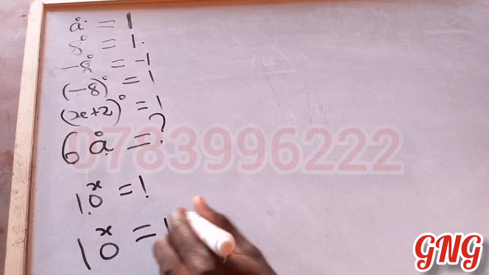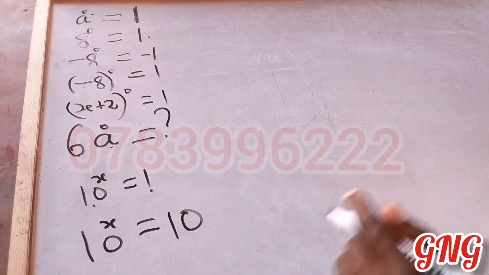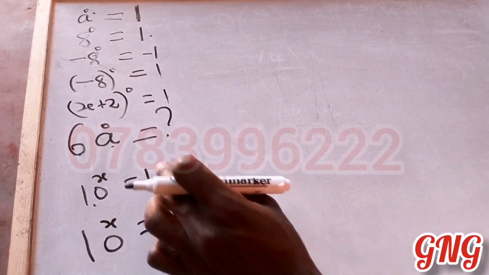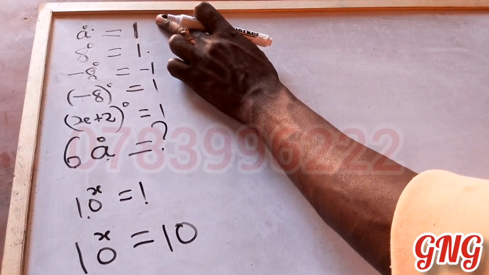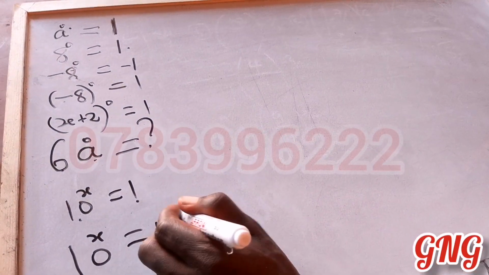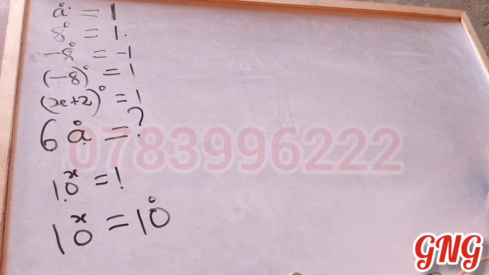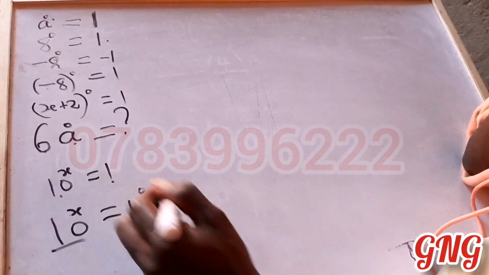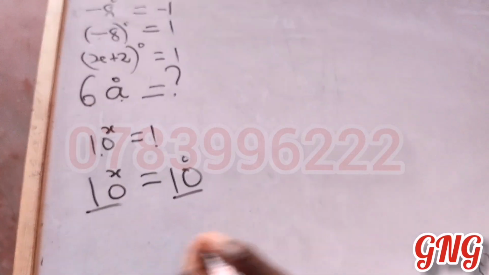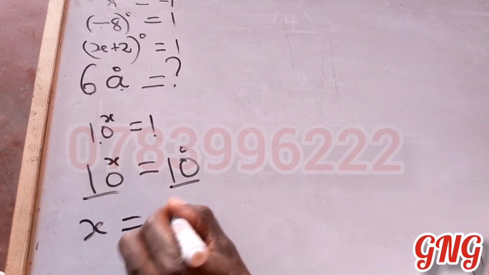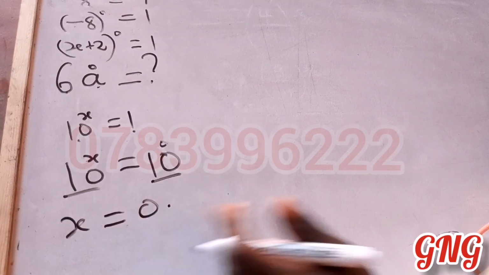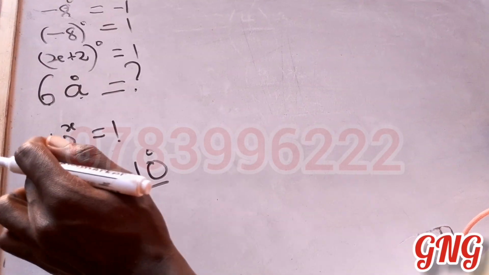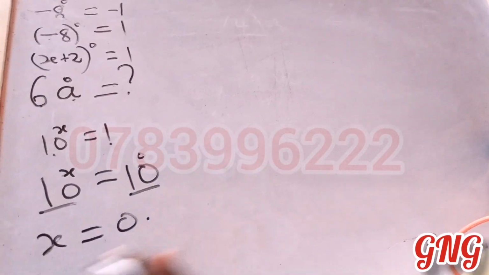So we are going to say 10, to the power n, so that we can get 1. Remember the rule: any number to the power 0 is 1. So you're going to say 10 power 0. If there is 10 here and 10 here, you just equate the powers. So x is equal to 0. That is the value of x. If you put 0 here, 10 power 0 is equal to 1. You have proved the answer.